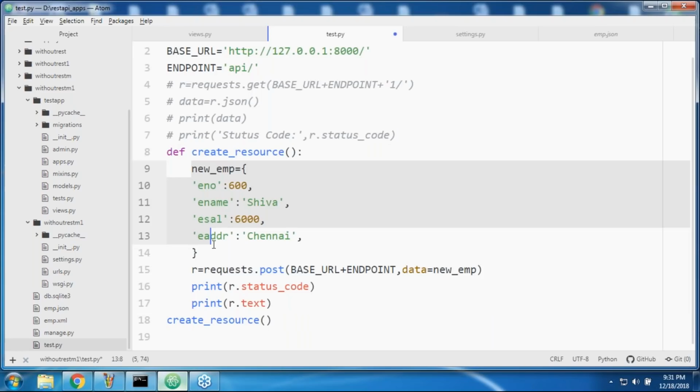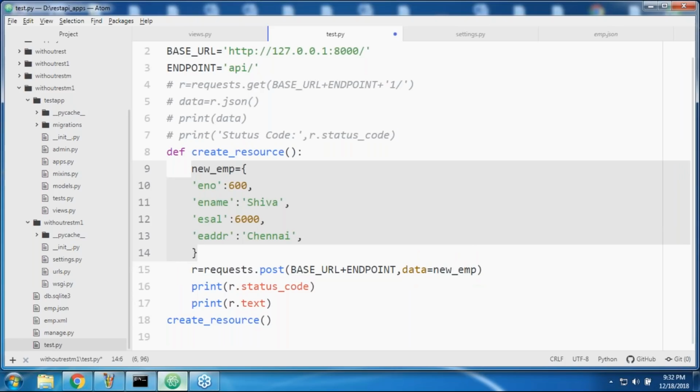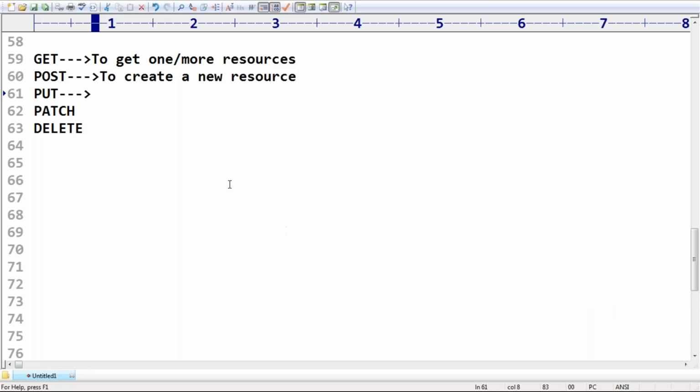Now, which method am I calling? Can you please read this one? requests.post, data is equal to new employee. Can you please create this new employee in the database? For that, post is required here. Are you getting the clarity? What is the difference between get and post? If you want to get one resource, we go for get. If you want to create a new resource, we go for post.